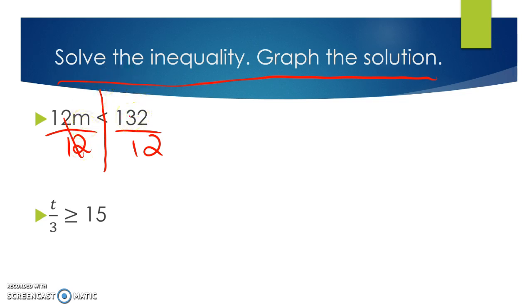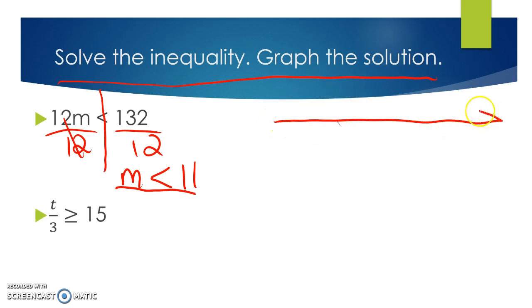And we take 132 divided by 12, and you get 11. So m is less than 11. Whatever our answer is, m has to be less than 11, because 11 times 12 is 132. So any number we multiply by 12 has to be less than 11, because 11 times 12 equals 132. So our first answer is this: m is less than 11. We did the math to solve for it.